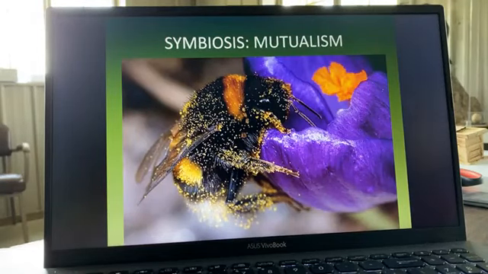Bees. Here's a form of mutualism, and I learned a lot about bees when I looked into this. We all know, and we've heard or read, that bees go to flowers and pick up pollen, and then distribute the pollen from flower to flower, fertilizing the flowers so that they can make more little baby flowers.